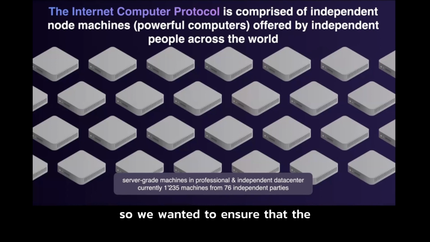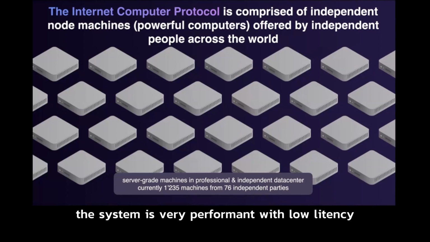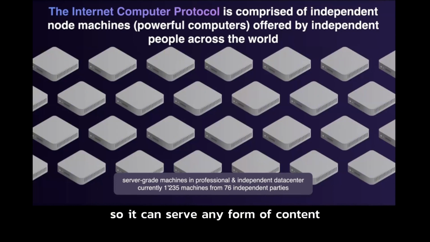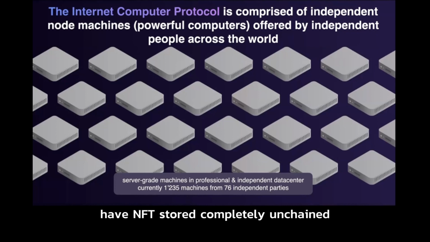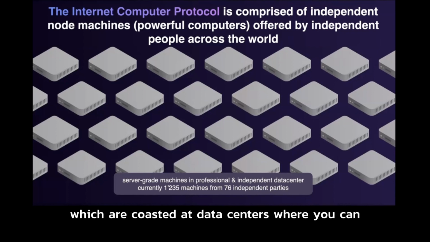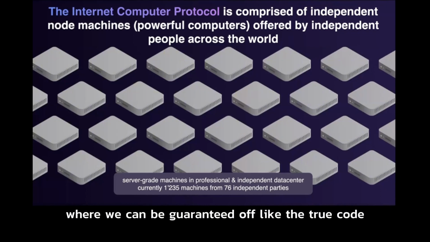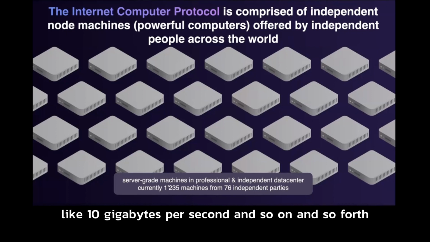We wanted to ensure that the system is very performant with low latency, so it can serve any form of content. You want to stream videos, you want to build games, you want to have NFTs stored completely on chain, you want to run a social network. All of those things are possible because you have these machines hosted at data centers where we can be guaranteed of the throughput, like 10 gigabytes per second and so on.